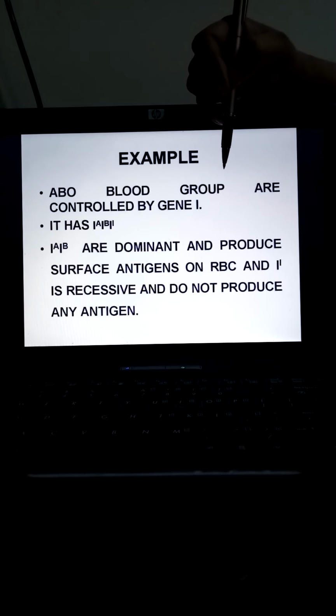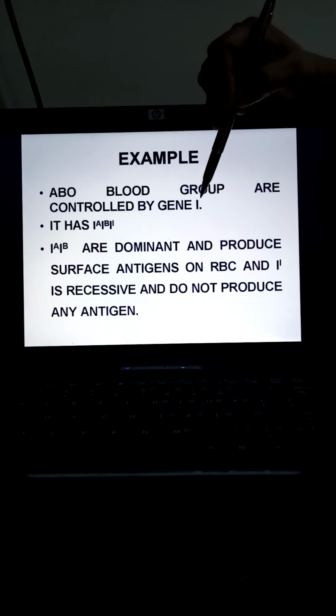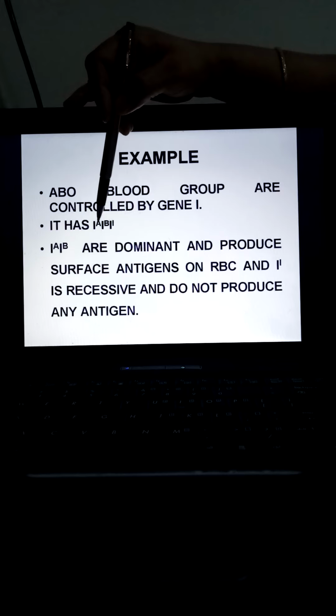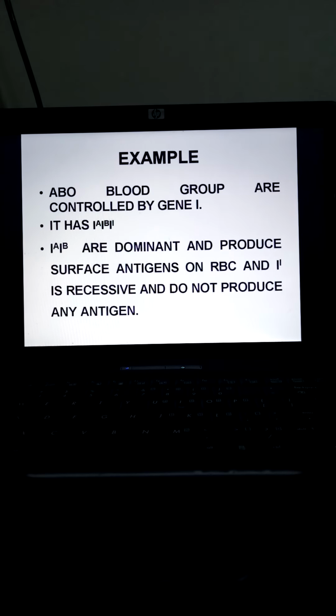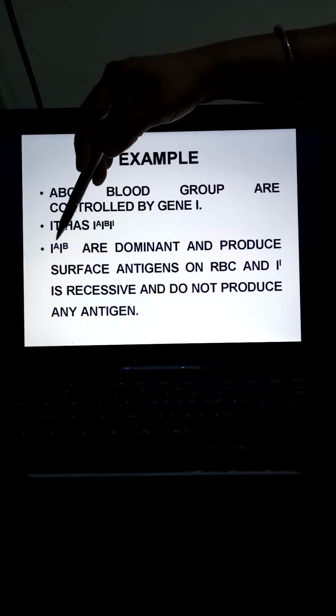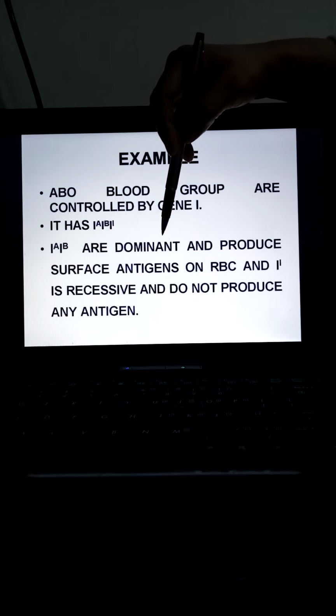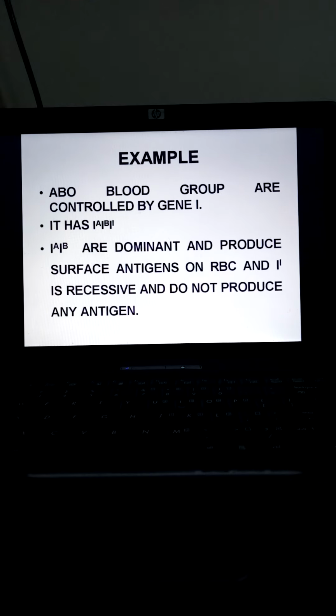Now when we look into the genetic combinations of the blood group, it is controlled by a gene called I. And this I has three versions: IA, IB, and i. All these three versions are the versions of a character, that is the blood group, out of which IA and IB are the dominant characters and they express themselves whenever they are present. If IA is present or IB is present, they will express themselves, but even if IA and IB are present together, they will express together.